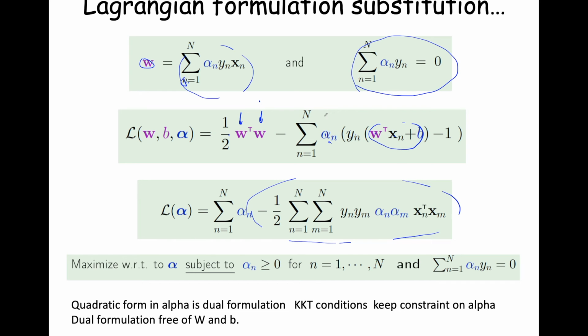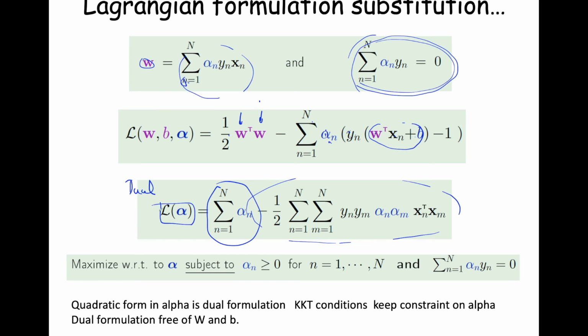The term that comes from this summation of alpha n, yn, b, well, b is a constant, we're going to use that substitution for the sum alpha n, yn equals 0, and that term is going to cancel out, and we're left with this sum of minus alpha n times minus 1. That's that positive sum alpha n. Now, this expression has a name. It's called the dual formulation, and it's a function of alpha only.